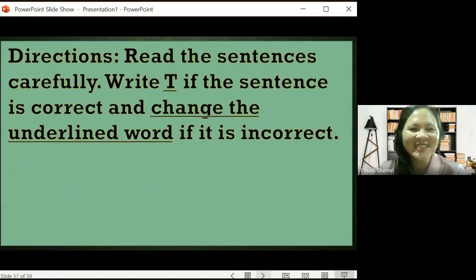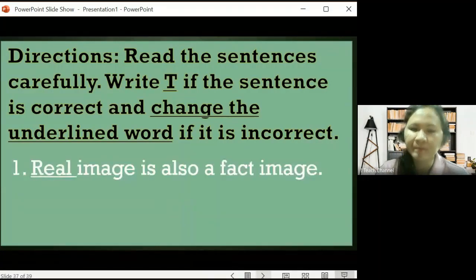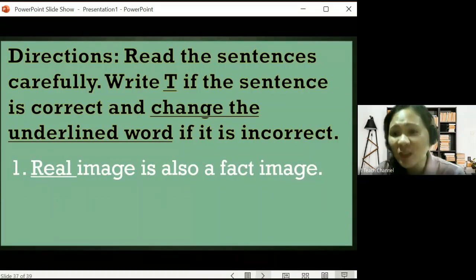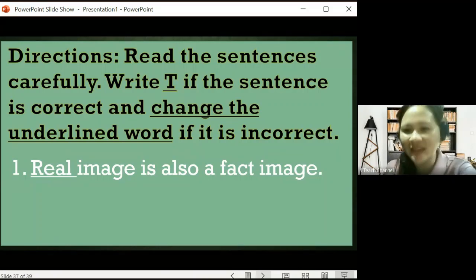So now this time you're going to get your notebook. You're going to read the sentences carefully. Write T if the sentence is correct. If it is false, if it is not correct, you change the underlined words. You only write the word which you change. But if it is correct, you will write letter T only, okay? Number 1. Real image is also a fact image.